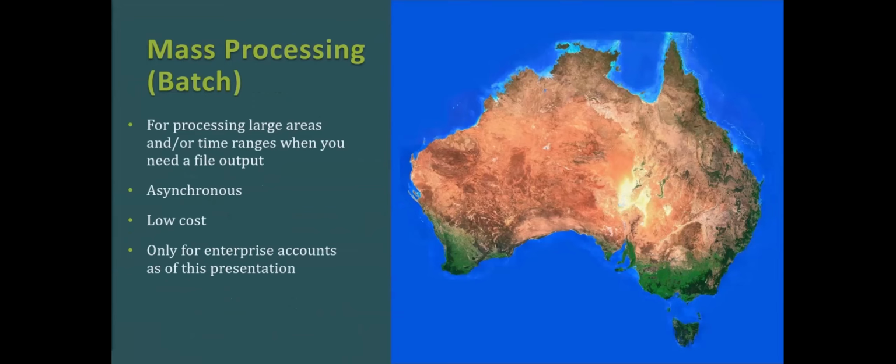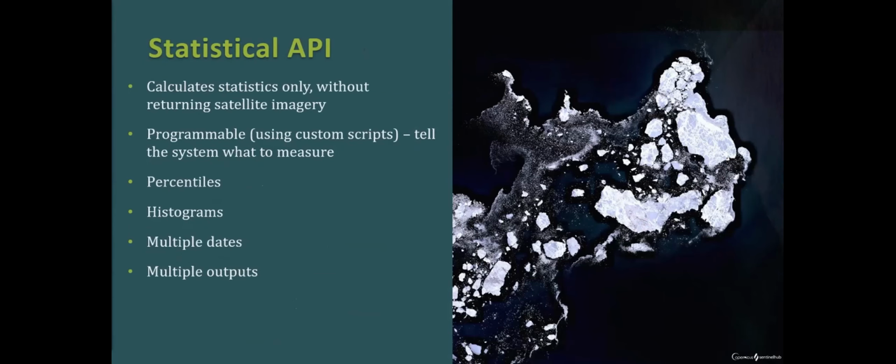For processing data, if you have large areas and/or time ranges where you do need a file output, you can use the batch functionality. The benefits are that it is low cost and it is asynchronous. But as of this presentation, only enterprise accounts can use it. The next useful feature is the Statistical API. This calculates statistics only, without returning satellite imagery, unlike batch. Again, this is programmable, and you can basically tell the system what to measure and return the values as percentiles, which you determine, or histograms, and you can have this on multiple dates with multiple outputs.